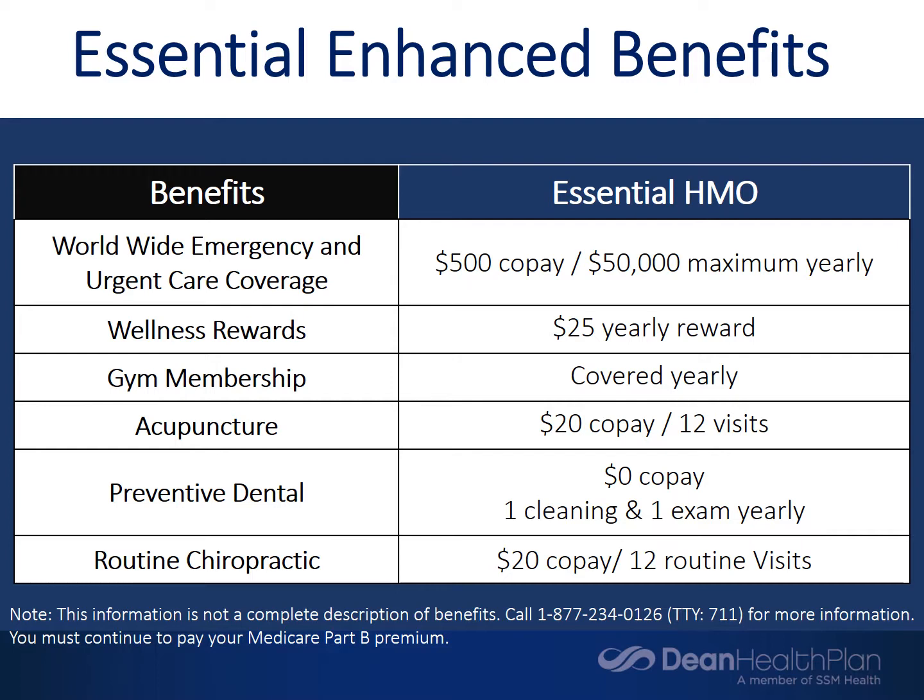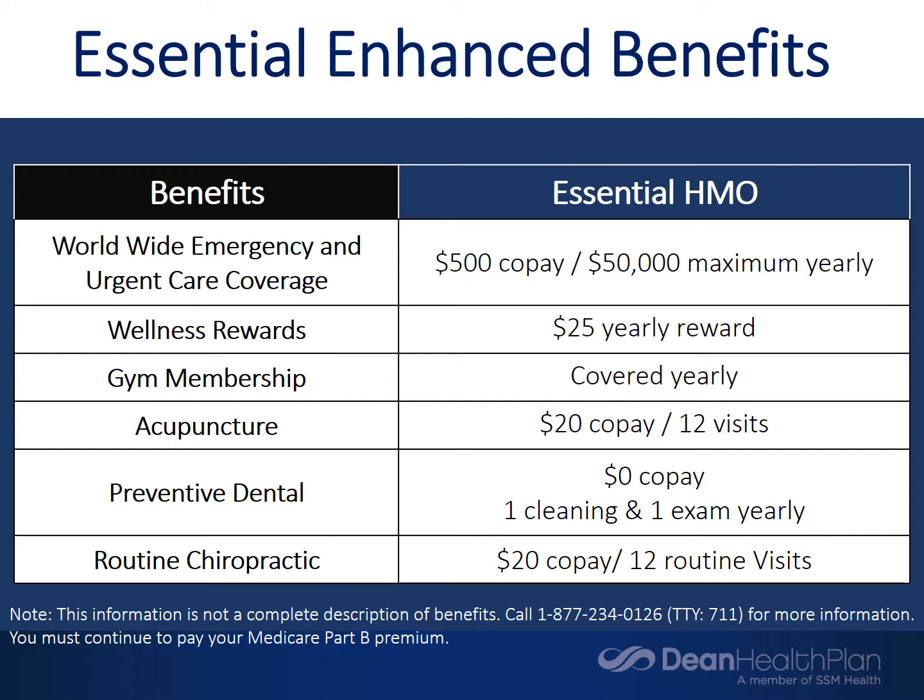Some enhanced benefits of the Essential Plan include $500 copay up to an annual maximum of $50,000 for worldwide emergency and urgent coverage. Please note, this is only for emergency and urgent care coverage while outside of the U.S. Earn up to $25 in healthy rewards. Gym membership is covered yearly when using a Network Silver and Fit gym. Some network gyms include Anytime Fitness, Prairie Athletic Club, Planet Fitness, and Curves. Please be aware that not all these gym locations may be in network.